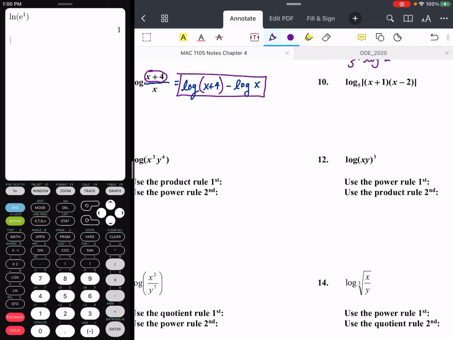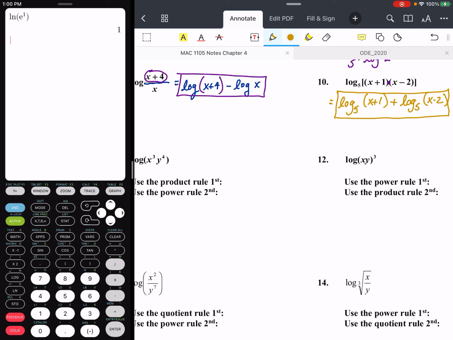All right, moving on to number 10. We've got log base 5 of x plus 1 times x plus 2. Using the product rule, we're going to split this into two separate logs added together. So this is log base 5 of x plus 1, using my parentheses, plus log base 5 of x minus 2. And again, we can't simplify, we can't evaluate, we can't do anything else, so this is it.